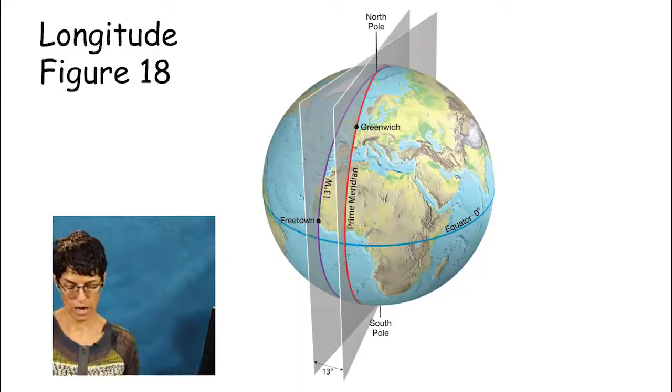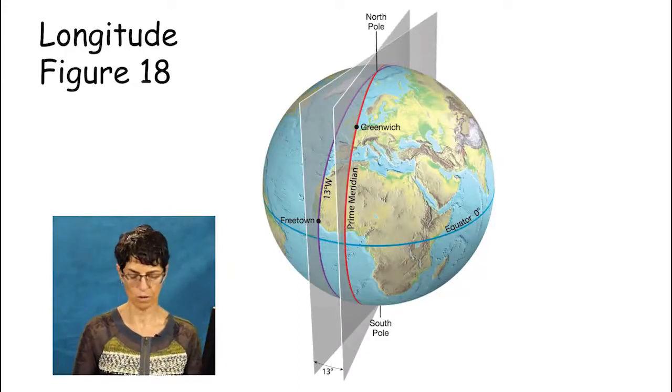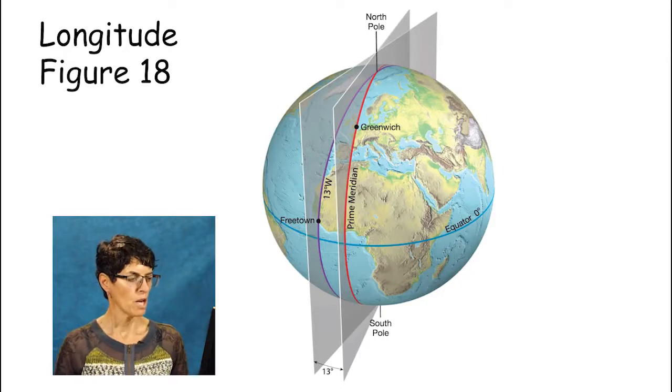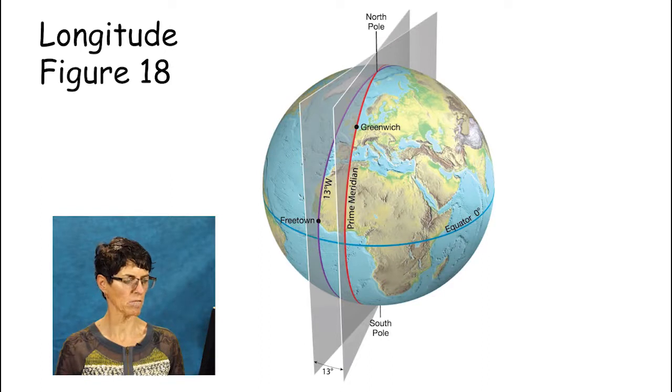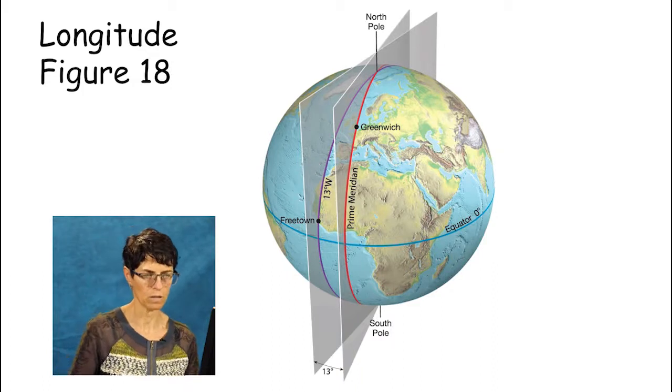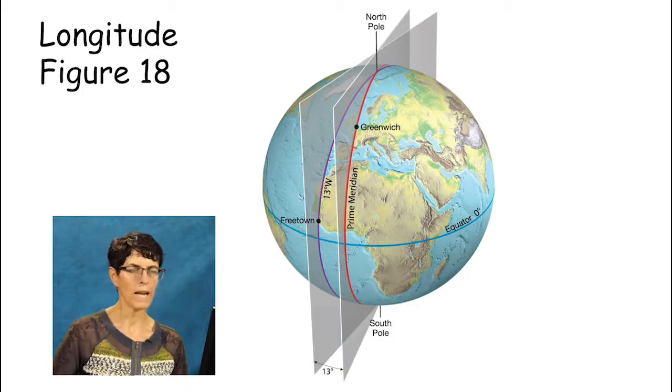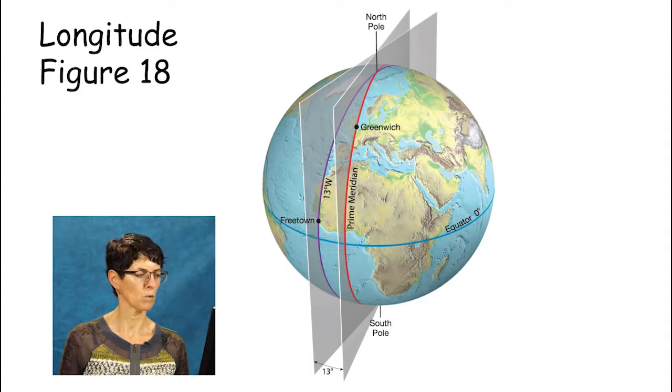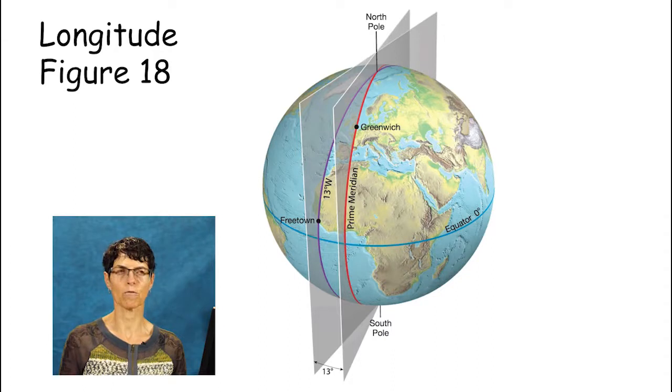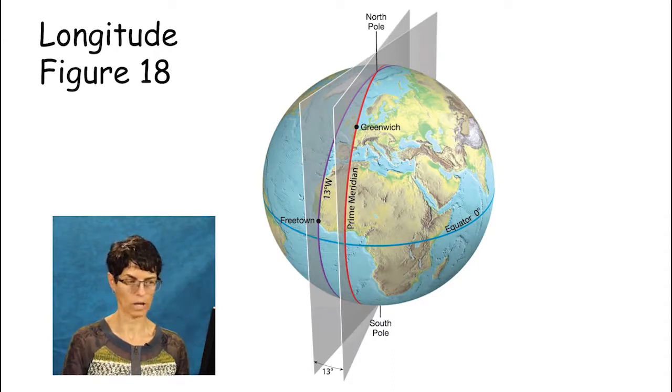Okay, longitude. To describe longitude, we're going to look at figure 18 in chapter 1. In figure 18, you see the Earth with 2 imaginary planes cutting through the Earth. One is a plane that goes through the prime meridian, and one is a plane that goes through the location that's under study. Notice that both planes intersect at the North and South Pole, because here we are looking at the meridians.